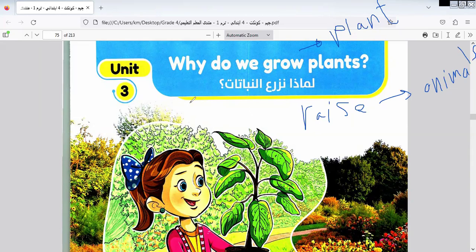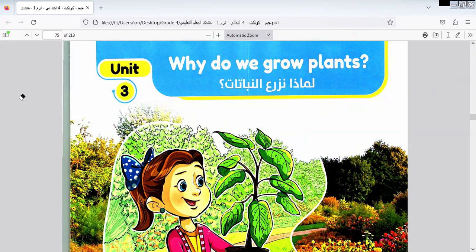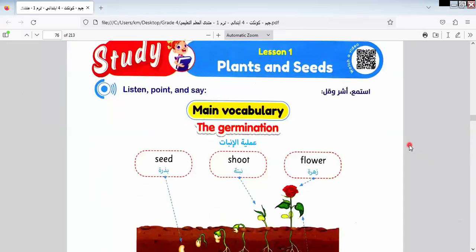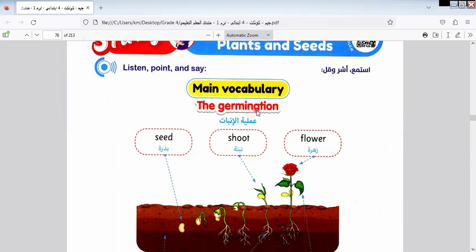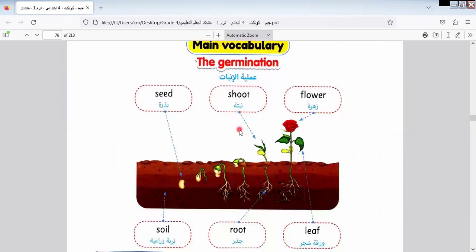Okay. Let's continue the rest of our unit today. So we have raise and grow. These two verbs, we took in the first unit. I think so. We can return to the video and revise what we said in the last video. Here we have some new vocab. Let's learn together. The germination. This vocab we will learn in detail next year in grade 5. We took it in science, and we will take it in science next year.